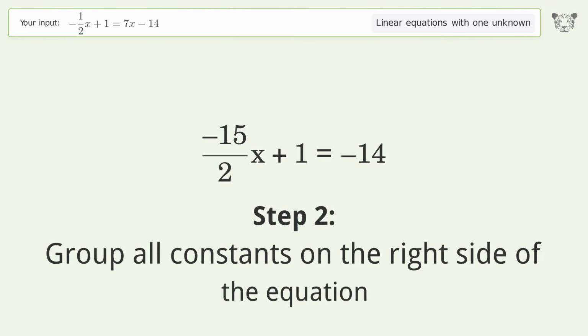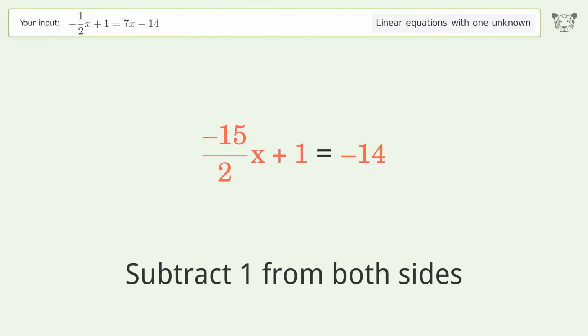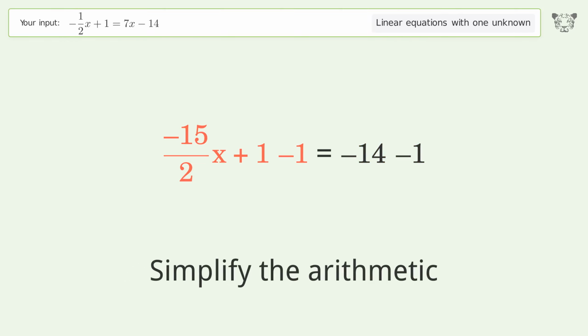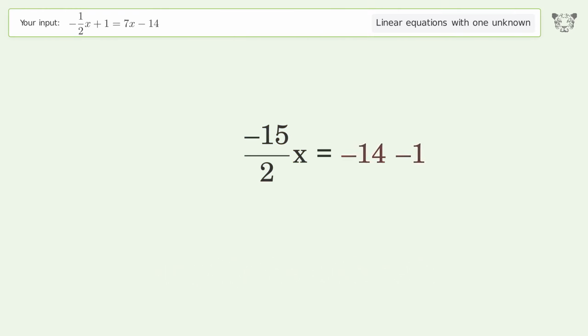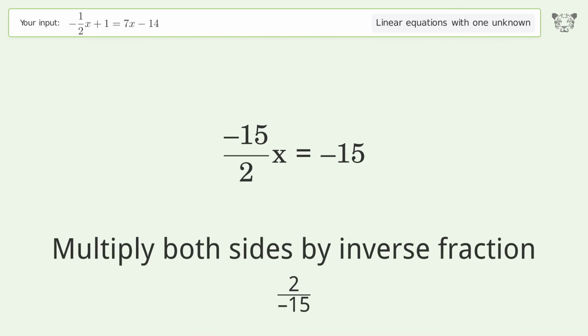Group all constants on the right side of the equation. Subtract 1 from both sides. Simplify the arithmetic. Isolate the x. Multiply both sides by inverse fraction 2 over negative 15.